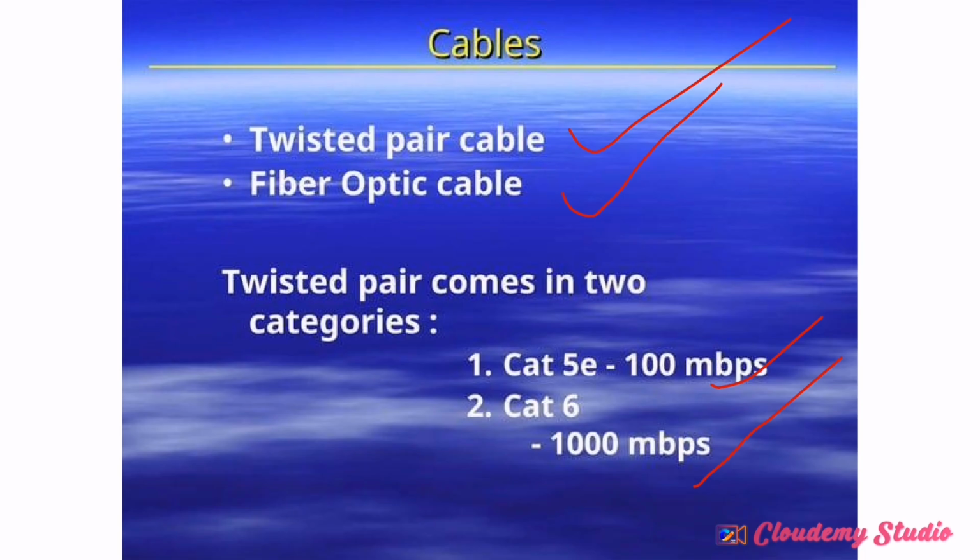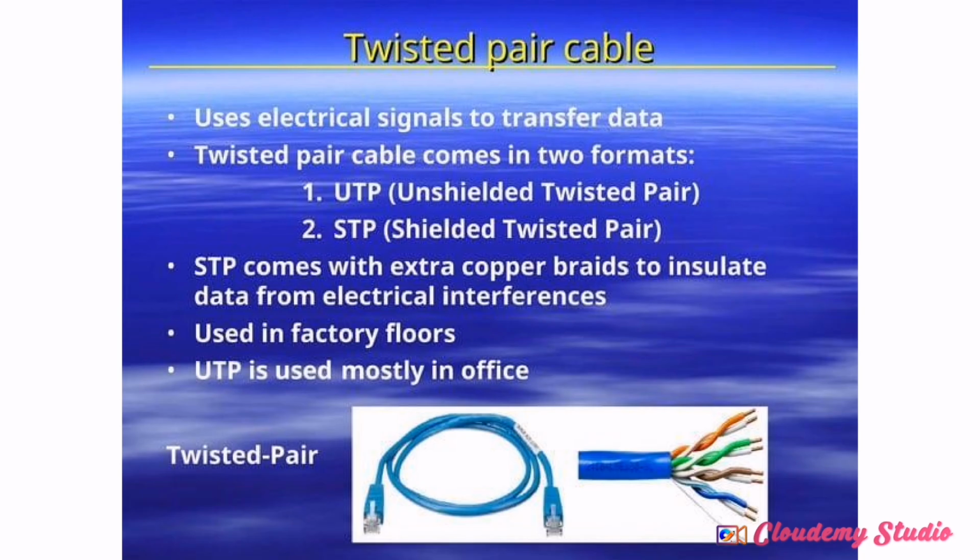Let me show you the cables we are talking about. So this is the cable, that is the Cat6 cable. Some of you that are familiar with this know what I'm talking about. Okay, so twisted pair cable uses electrical signals to transfer data. So this is the Cat6 cable, the one they call twisted pair cables.